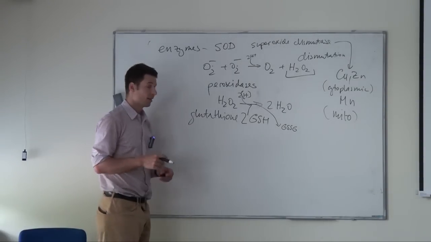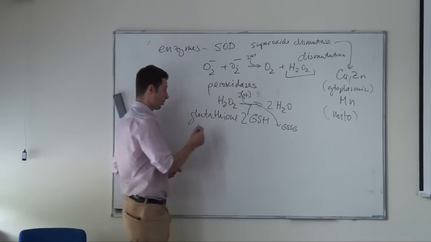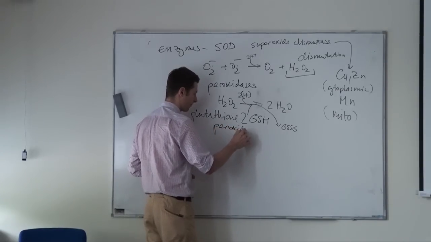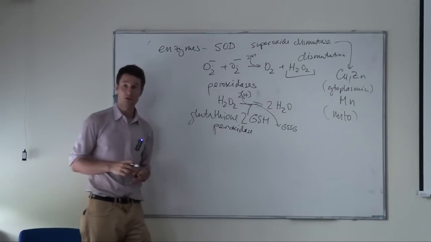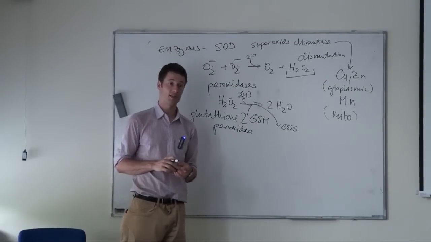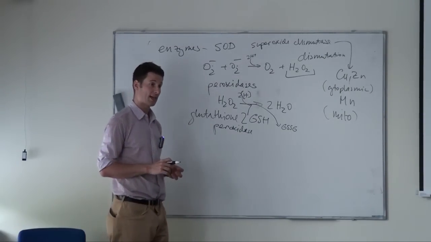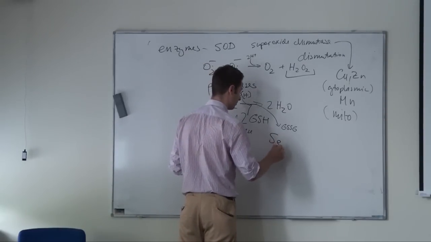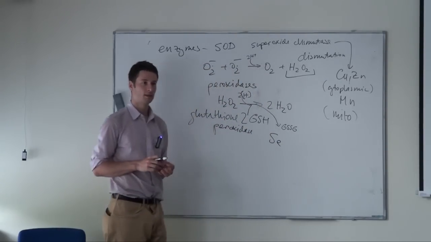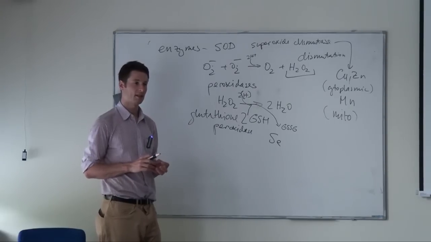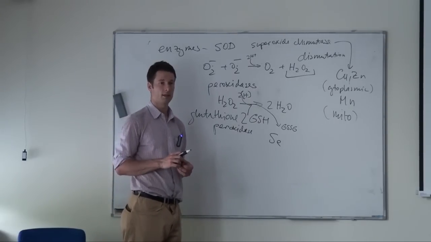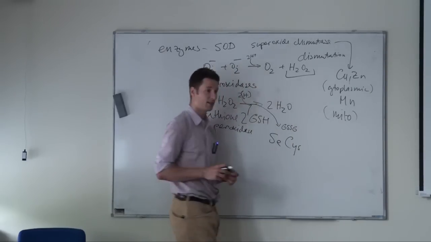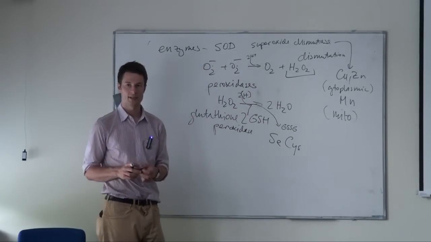Okay, so this enzyme is called glutathione peroxidase. And one thing that I want you to remember about glutathione peroxidase is that it contains a very special trace element, and that's selenium. Glutathione peroxidase contains selenium in the form of selenocysteine. So it looks like cysteine, but instead of sulfur, it has selenium.